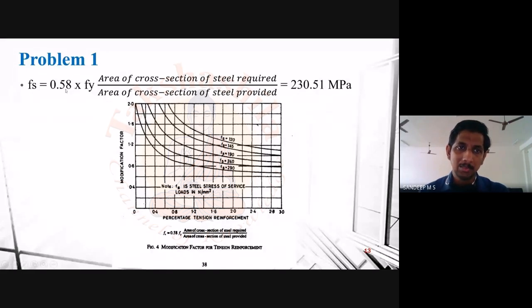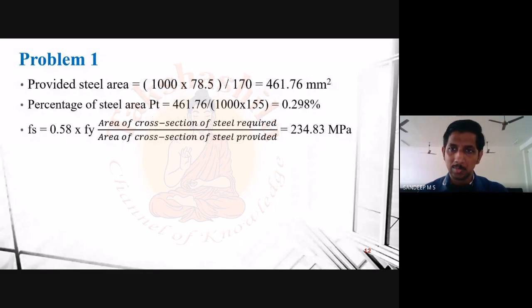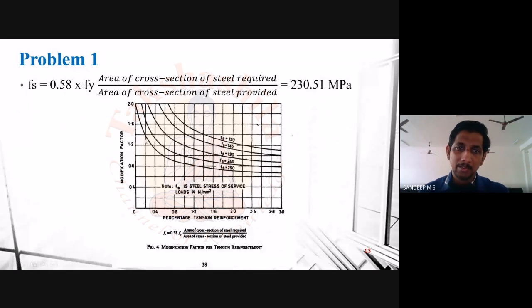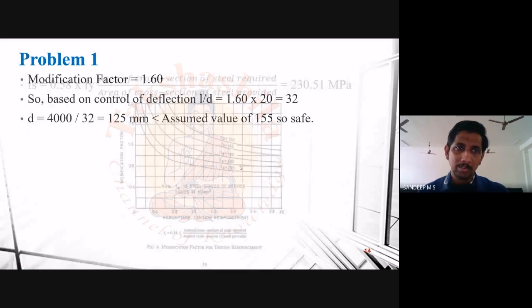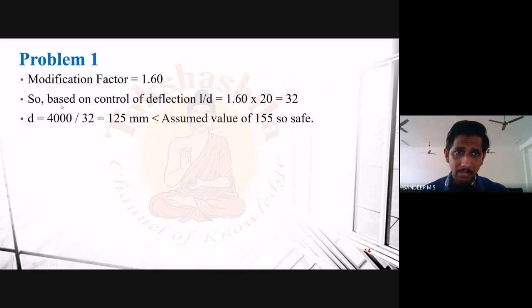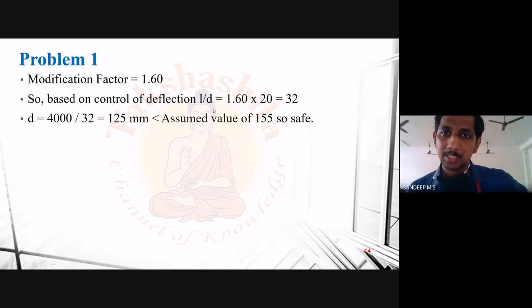We have already done that, and we also require to calculate FS. So substitute these values and find the value of Fs. Once you get Fs and the percentage of tension reinforcement, that is 0.298, you can find out the modification factor from this figure. Then, based on the clause given in your code for the control of deflection for simply supported beams, which is again applicable in the case of slabs, the L/D ratio must be equal to 20.